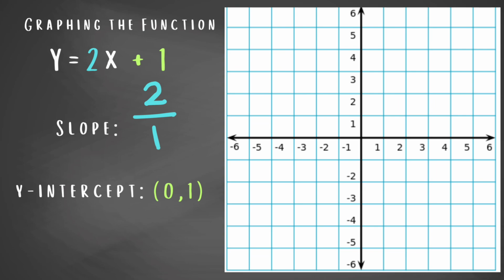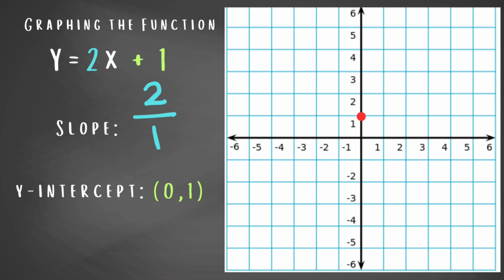Okay, here we have our graph. We have our linear function, which is y equals 2x plus 1. We know our slope is 2, which means 2 over 1. And we know our y-intercept is 0, 1. First, we're going to start off by graphing the y-intercept. So you're going to go 0, up 1.